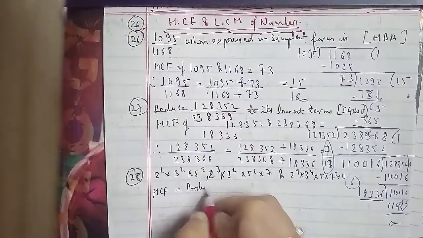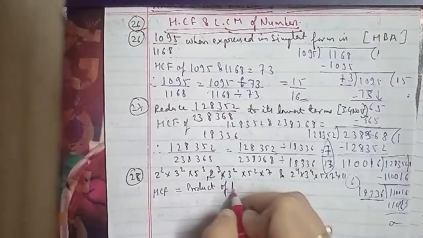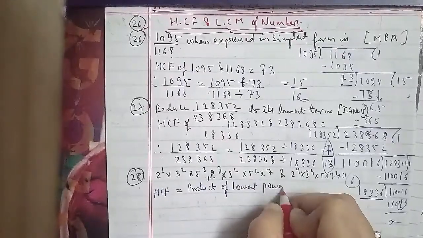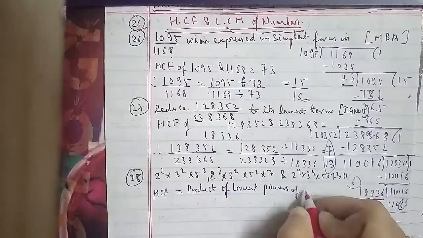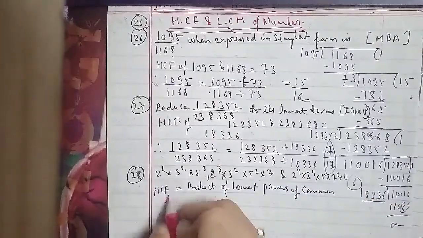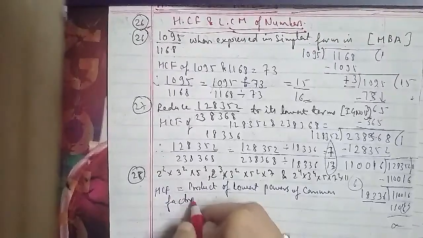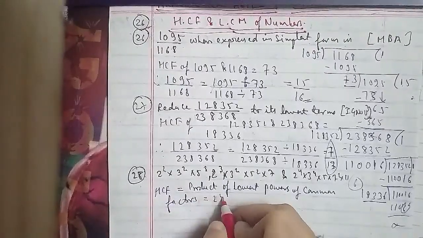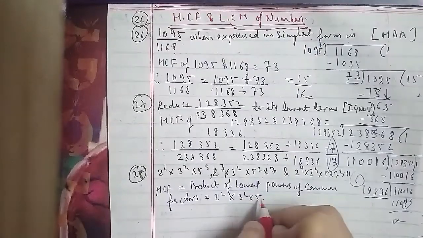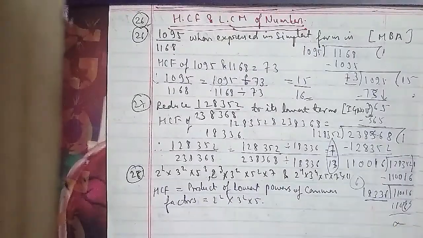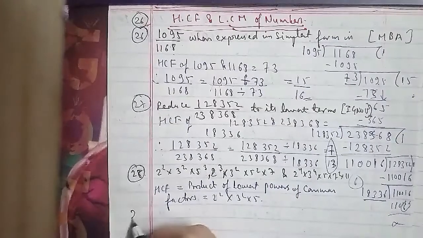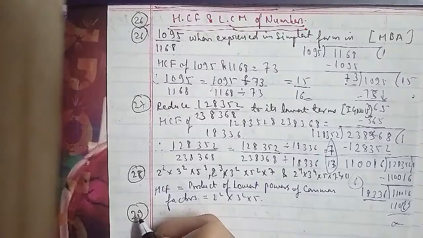Let's go ahead with the other one, which is the 29th question of the session. The question is the SCF of 2 power 4, 3 power 2, 5 power 3, 7; 2 power 3, 3 power 3, 5 power 2, 7 power 2; and 3 into 5 into 7 into 11. The options are 105, 1155, 2310, and 27,720.